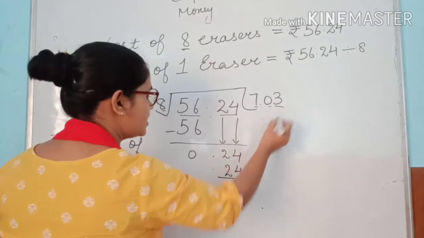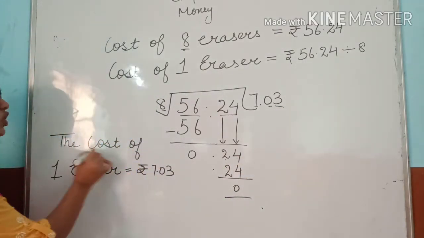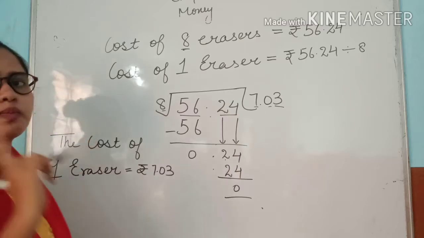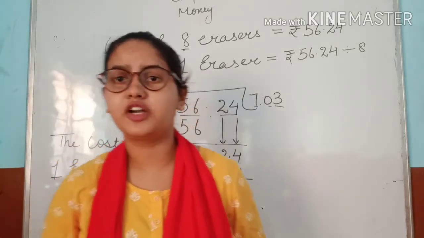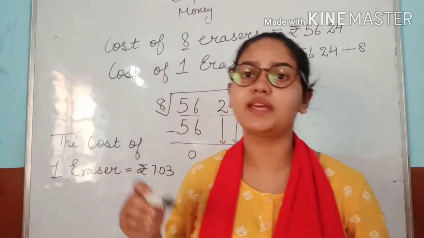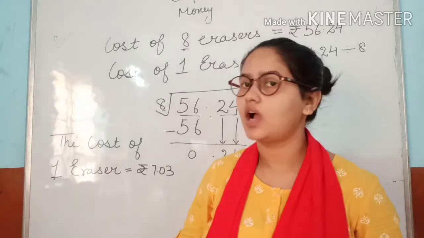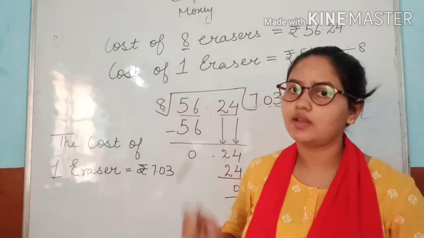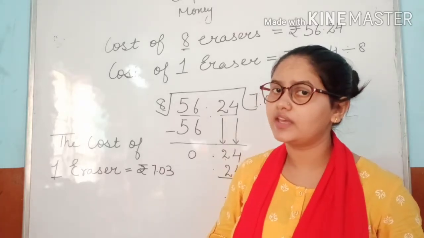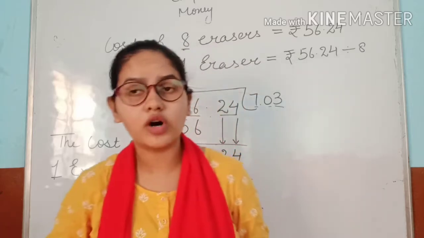So here will be 3 and we have cut it, and we know that the cost price of one eraser is rupees 7.3. In front of you, you can see how much we have to pay for one eraser. How much money? That is the cost of one eraser, rupees 7.3. So we have done all the 4 statements which are given in our worksheet.